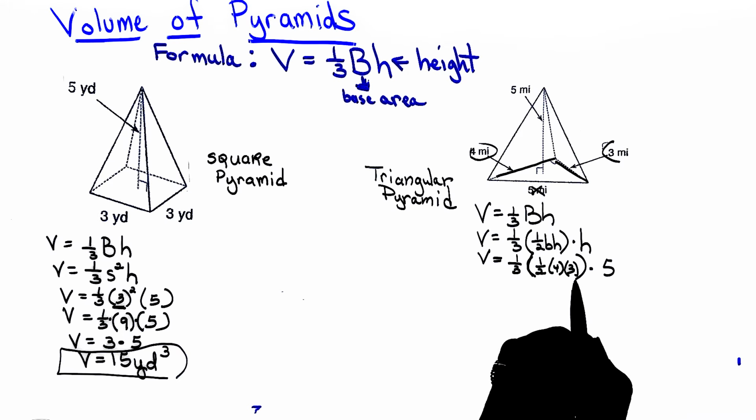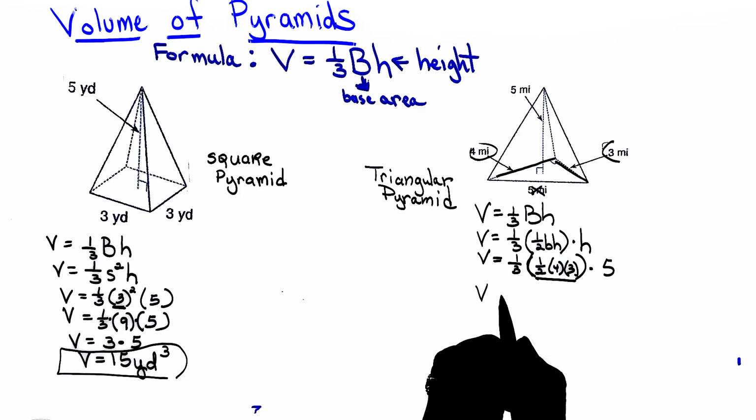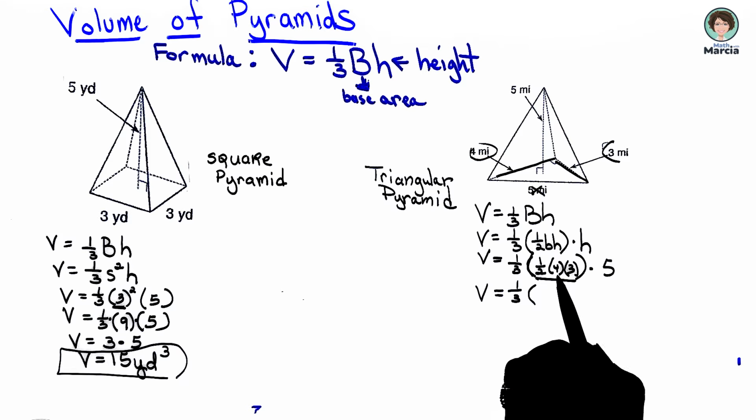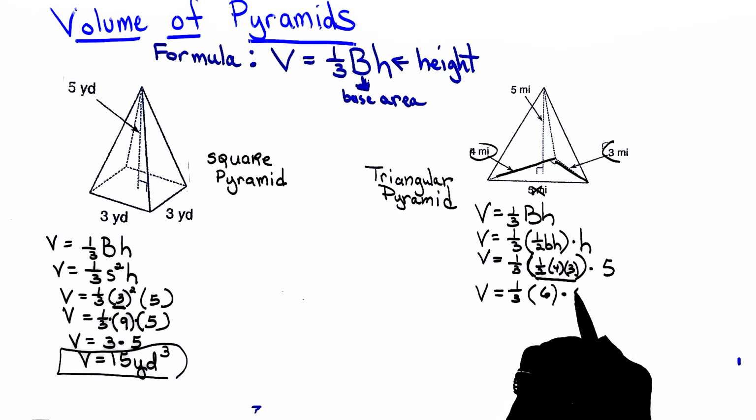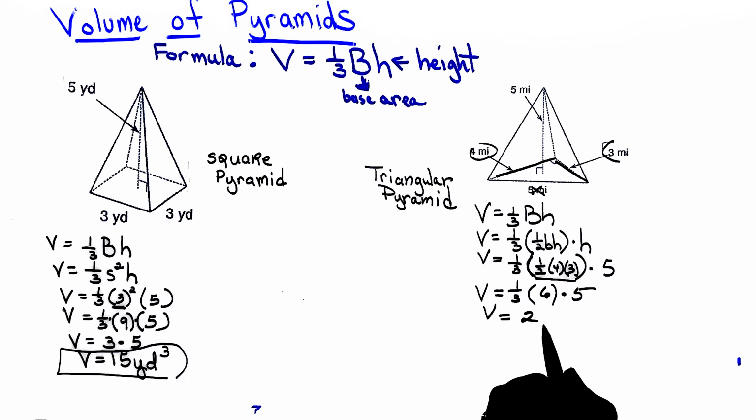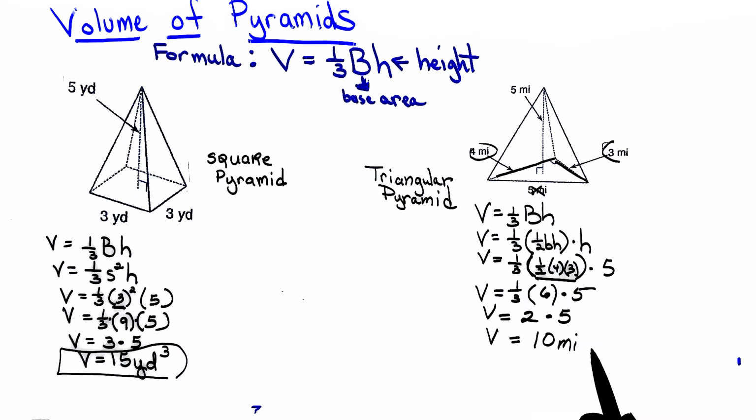So let's go ahead and we must do this first. So again, volume is equal to 1/3. Well, 1/2 of 4 is 2, and 2 times 3 is 6, and then we still have our 5 out here. Well, 1/3 of 6 is 2, and 2 times 5 is our very last step, and so the volume is going to be equal to 10, and it is in miles cubed. Again, I'm thinking we're talking about a really big pyramid.